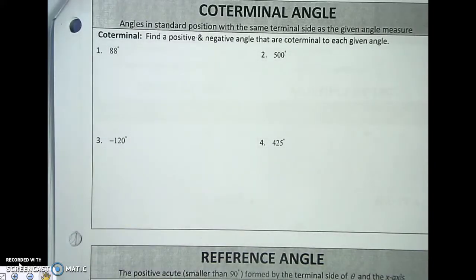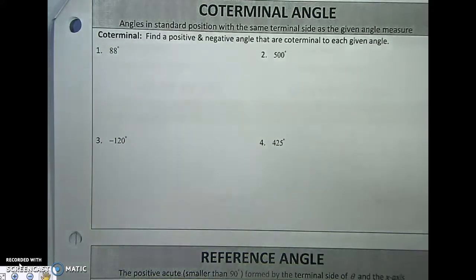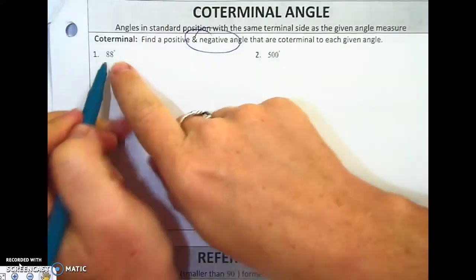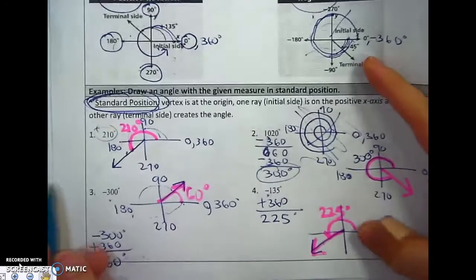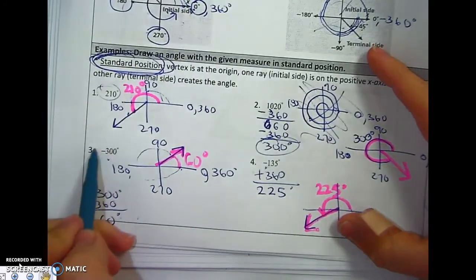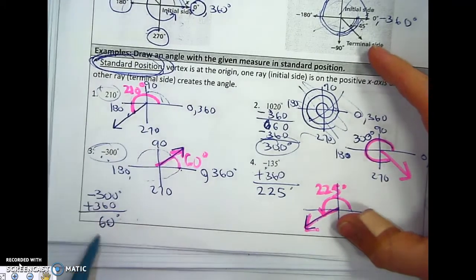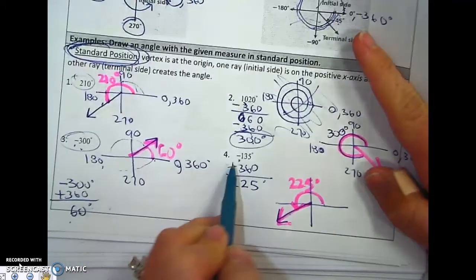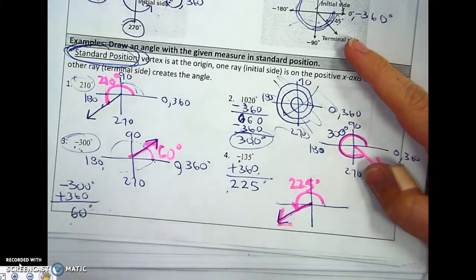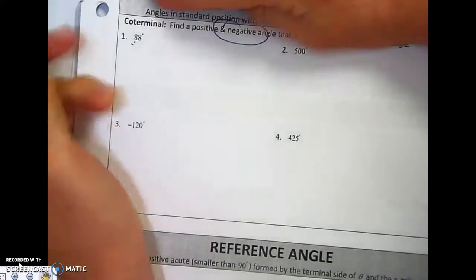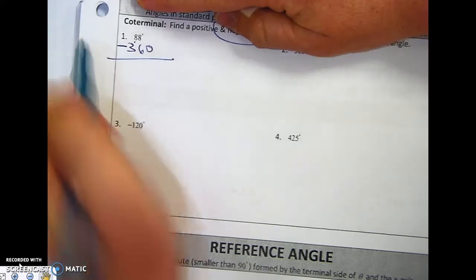Coterminal, okay? Coterminal, what I'm asking for is another angle that's negative. So if I give you a positive, the negative is what I want. If you look back here on this previous page, we technically already found the coterminal. The coterminal of negative 300 is positive 60 degrees. The coterminal of negative 135 is positive 225. And if you notice, that 360 was what we needed. So the coterminal of this means we're going to subtract 360.